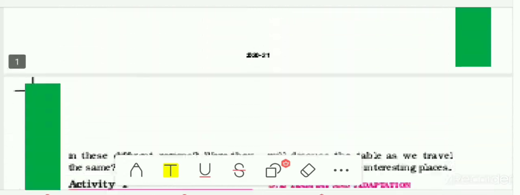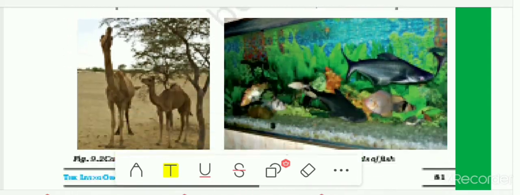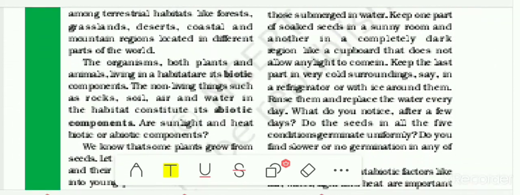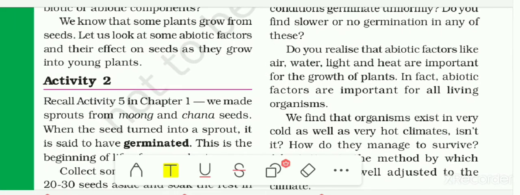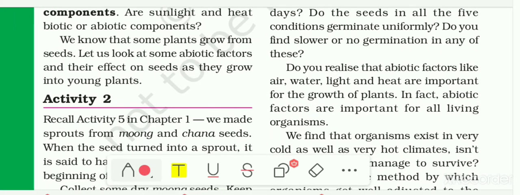It is shown to you how these abiotic components, that is air, water, sunlight or heat, affect the growth of plants. So for that, activity number 2 is given to you. We know that some plants grow from seeds. Now let us look at some abiotic factors and their effect on seeds as they grow into young plants, and how these abiotic factors help in the growth of the seed.